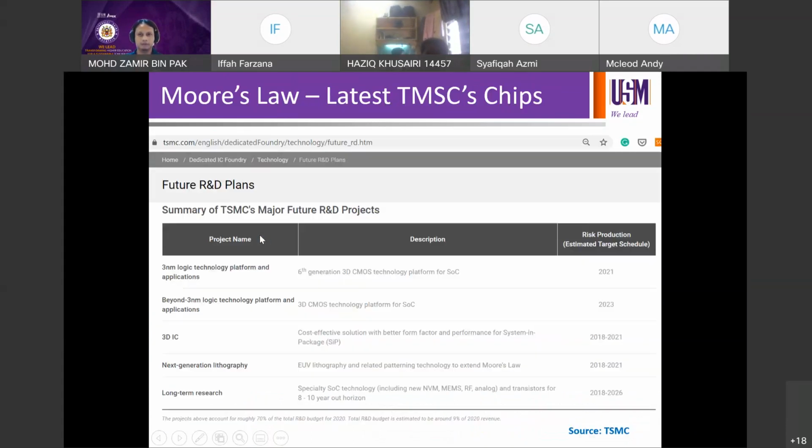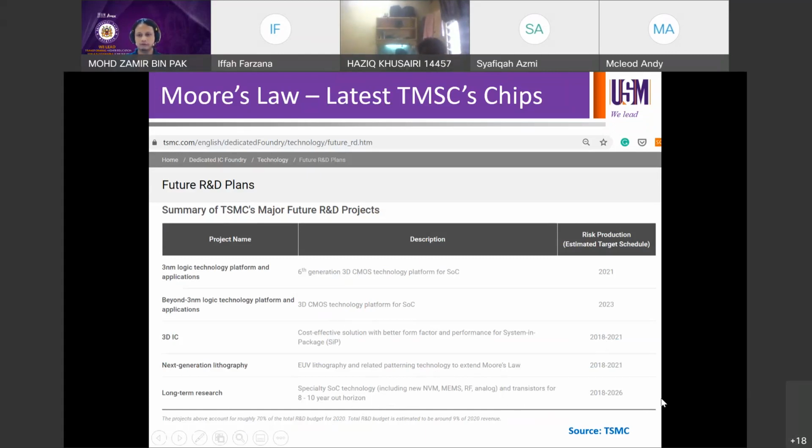So this is some summary of future R&D plans by TSMC. You can see here in 2021, they're planning to fabricate 3-nanometer logic technology platform using 3D CMOS architecture. Okay, so we already learned in the last course about FinFET and everything, right? So this is among the technologies that will be used to realize the low technology node. Okay, 3D IC 2018, 2021, next generation lithography to extend Moore's law, and also long-term research.